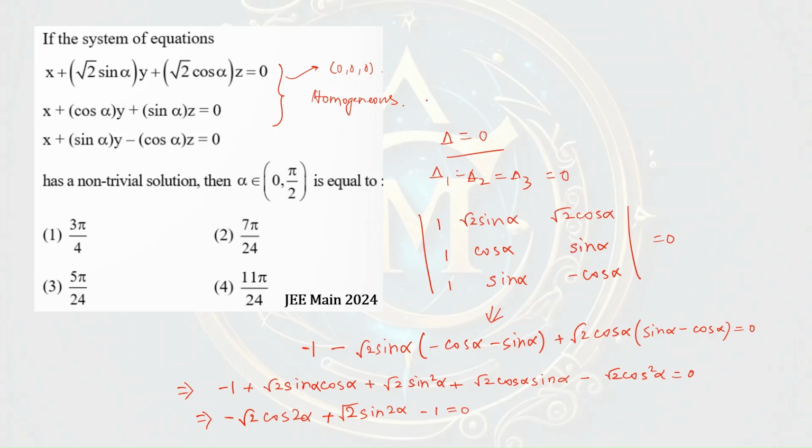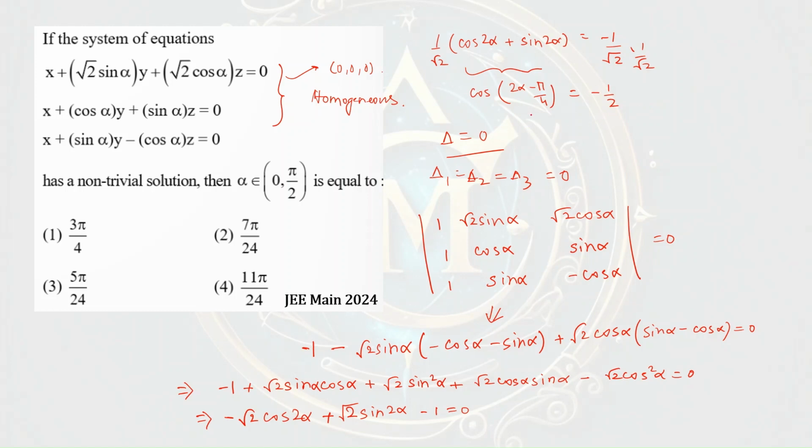So from here we can say that root 2 times cos of 2 alpha plus sine of 2 alpha is minus 1. So if we take this here, it becomes this. So if we multiply both sides by 1 by root 2, this is simply cos of 2 alpha minus pi by 4 is equal to minus half.